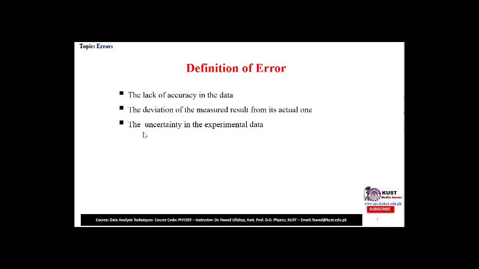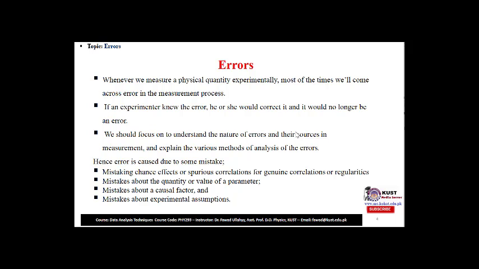Similarly, according to the third definition of error, the uncertainty in the experimental data is also called error. Whenever we measure a physical quantity experimentally, most of the time we will come across error in the measurement process. If an experimenter knew the error, he or she would correct it and it would no longer be an error. We should focus on understanding the nature of errors and their sources in measurement.